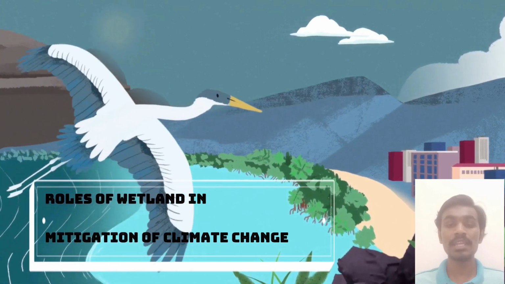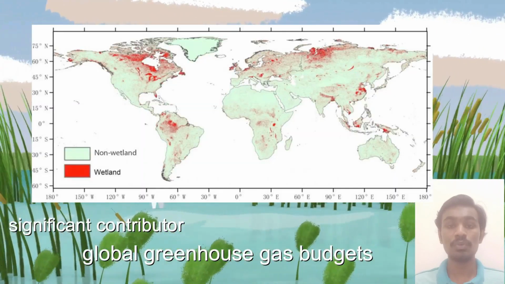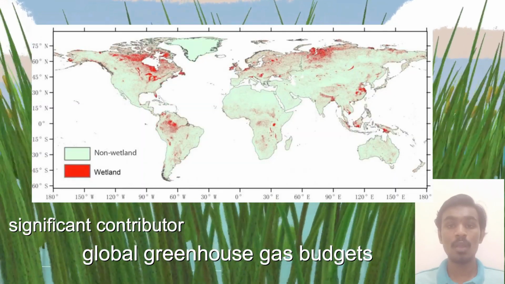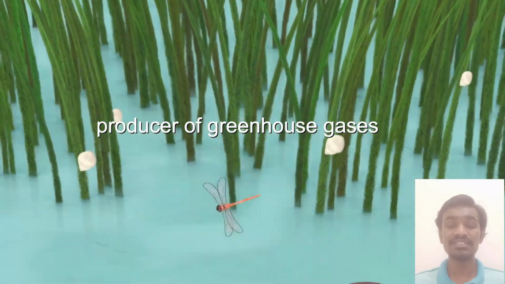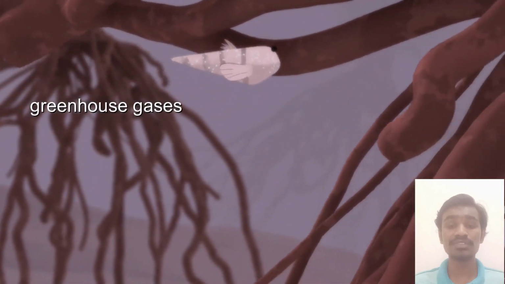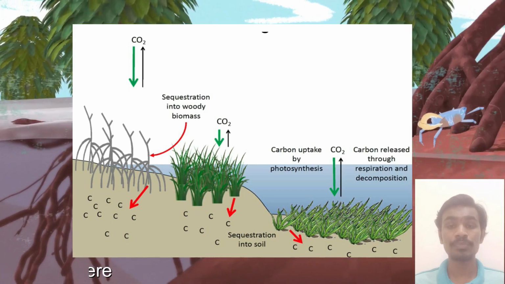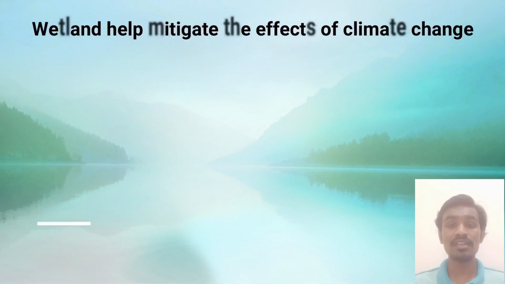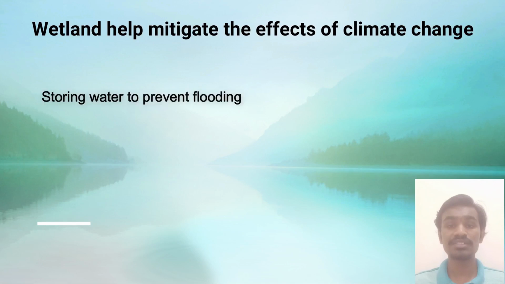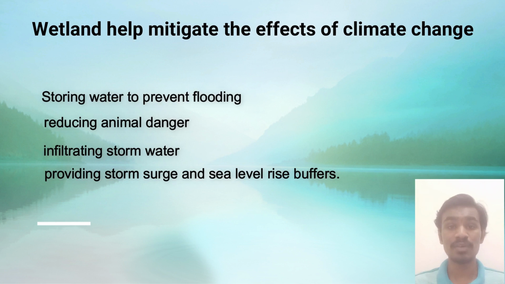Wetland ecosystems play an important role in mitigation of climate change. Wetlands are a significant contribution to global greenhouse gas budgets. Wetlands may be a producer of greenhouse gases, especially when they are disturbed, but they can also be a sink for greenhouse gases, storing carbon and preventing it from entering the atmosphere. Wetlands also help mitigate the effects of climate change, including storing water to prevent flooding and drought, reducing erosion danger, infiltrating the stormwater, and providing storm surge and sea level rise buffers as well.